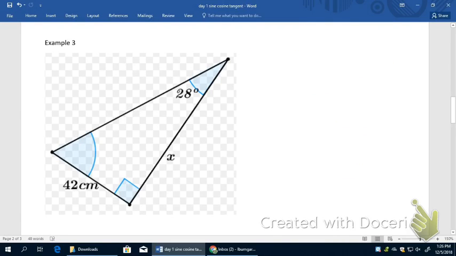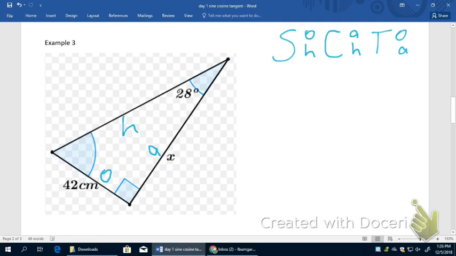Alright, on example 3, I am again writing out that sine's opposite over hypotenuse, cosine's adjacent over hypotenuse, and tangent's opposite over adjacent. And I'm yet again labeling the three sides on this triangle. So across from the 90-degree angle will be the hypotenuse. Across from the 28 degrees will be the opposite. And the x side, that's my adjacent leg to 28 degrees.